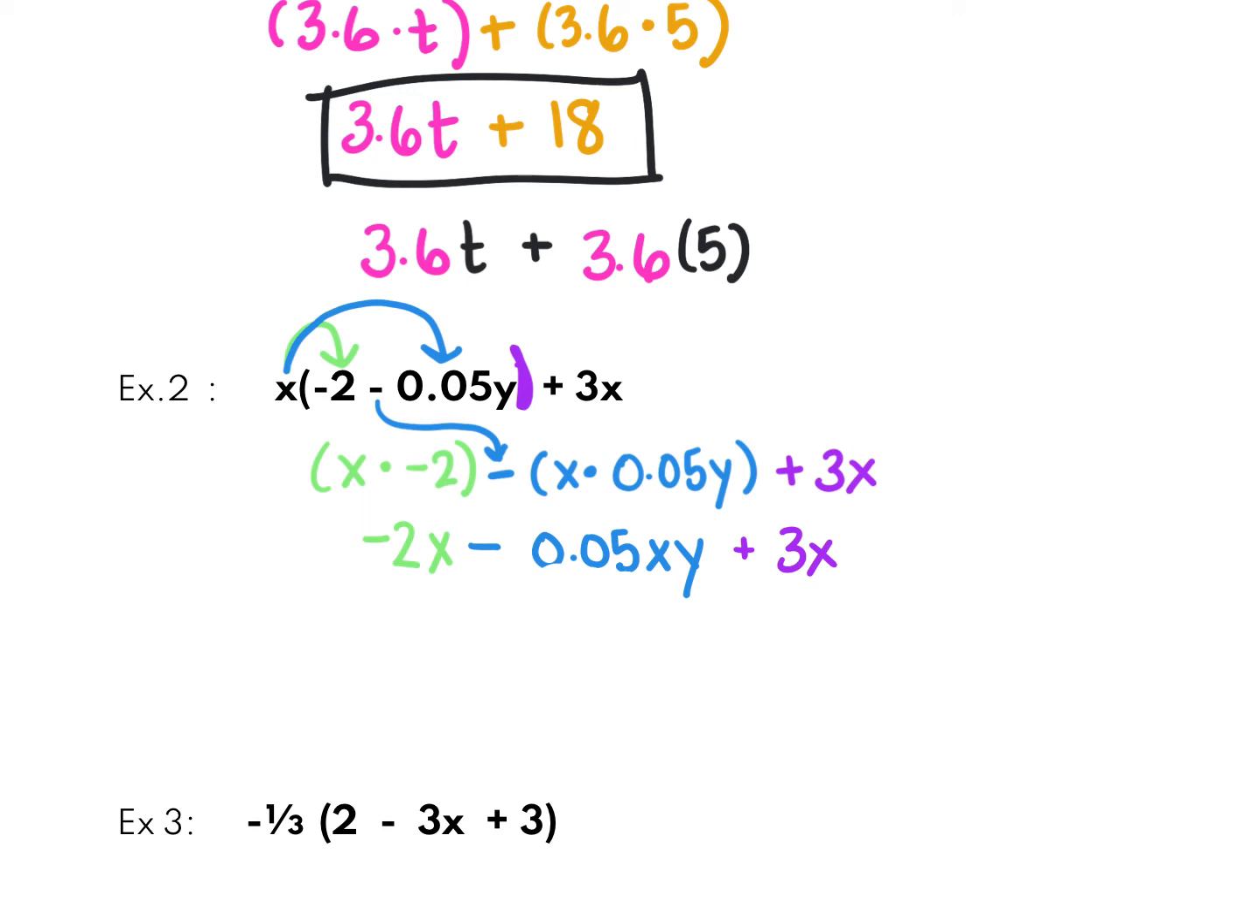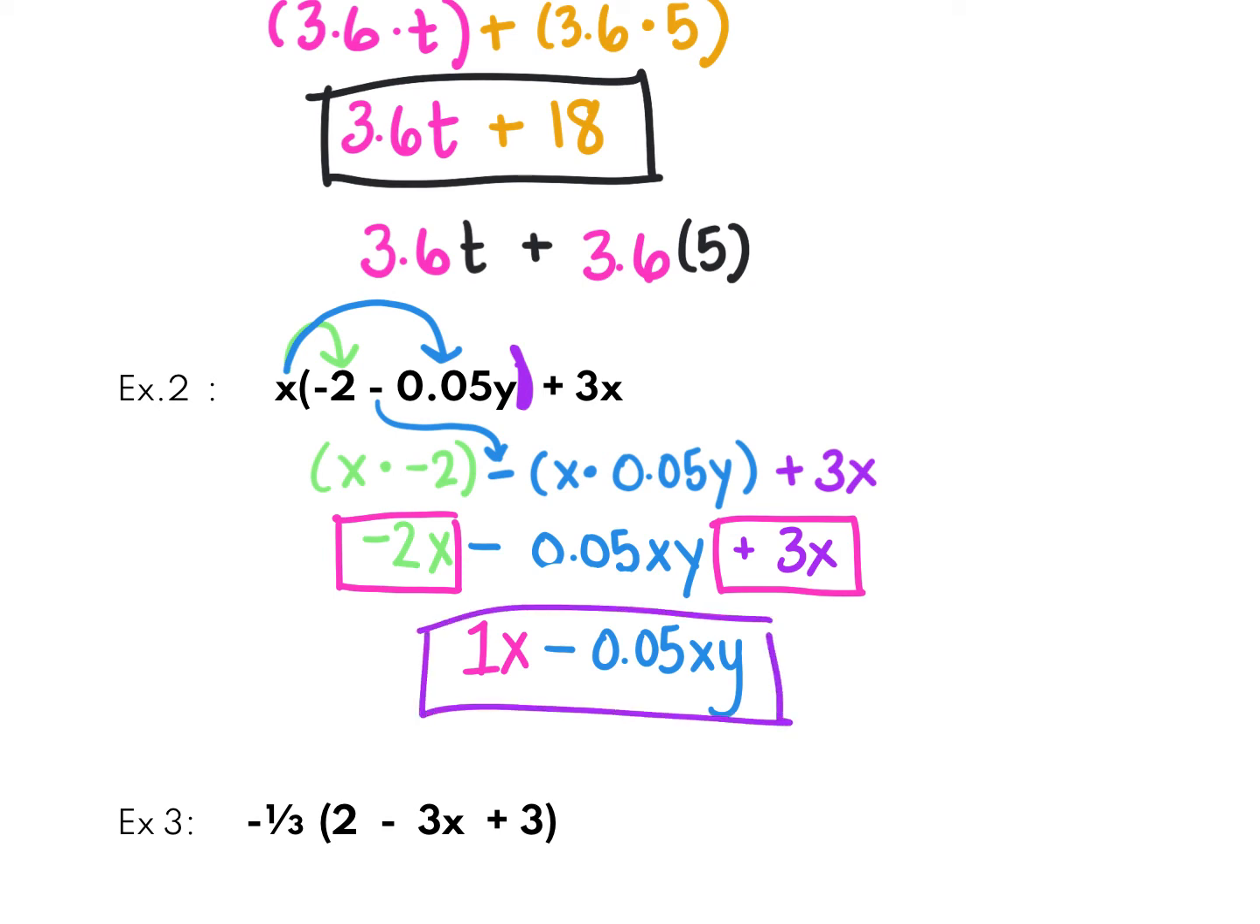Now we need to combine our like terms. So I am going to box in my negative 2x. I am going to box in my positive 3x. When we combine those, we get 1x. And I still have my minus 0.05xy. And we are done with that one. The big learning from this example is when you're distributing, when the parentheses stop, so does the distributing, and you can always combine 2 variables together.